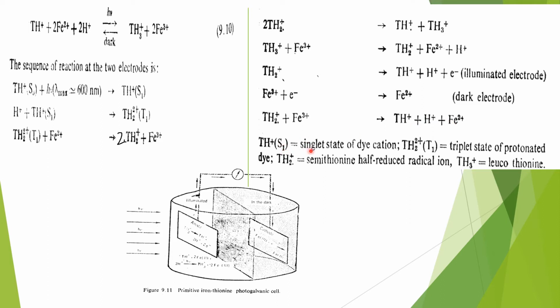That TH+ S1 is the singlet state of the dication, and T1 means the triplet state of the protonated dication, and TH2+ is semithionine, the half-reduced radical ion, and TH3+ is leucothionine. So these are the reactions. Just practice it once, you can learn it.